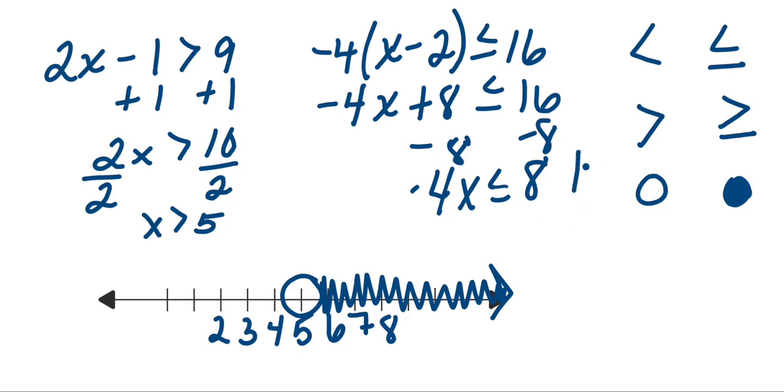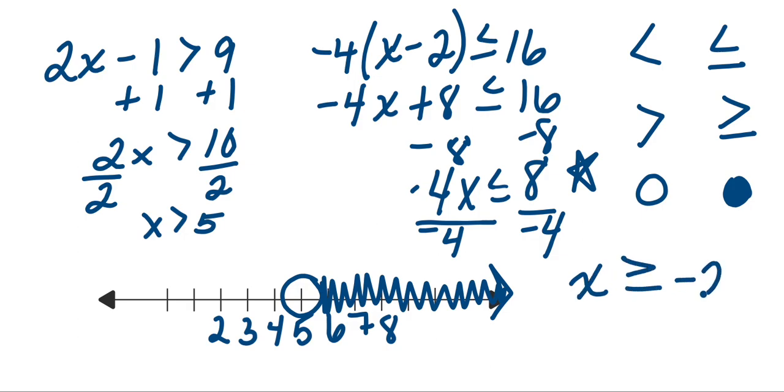Now here's one important thing we have to remember when we are solving linear inequalities. If you multiply or divide by a negative number, so in this case I have to divide by that negative 4, my inequality symbol is going to switch. So now this becomes x is greater than or equal to negative 2. 8 divided by negative 4 is negative 2. And because I divided by that negative 4, my less than symbol changed to a greater than symbol, and it's still or equal to.